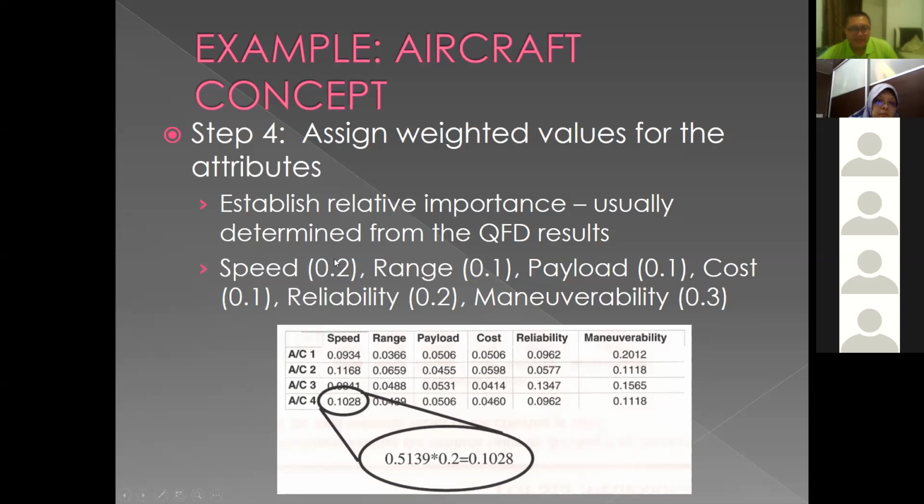These particular numbers depend on how important that particular part is for you. For example, the most critical component for this particular aircraft, AC standing for aircraft, is maneuverability, the most important. What is not really important is range, payload, and cost. So range, payload, and cost are just 0.1 for each of these three.